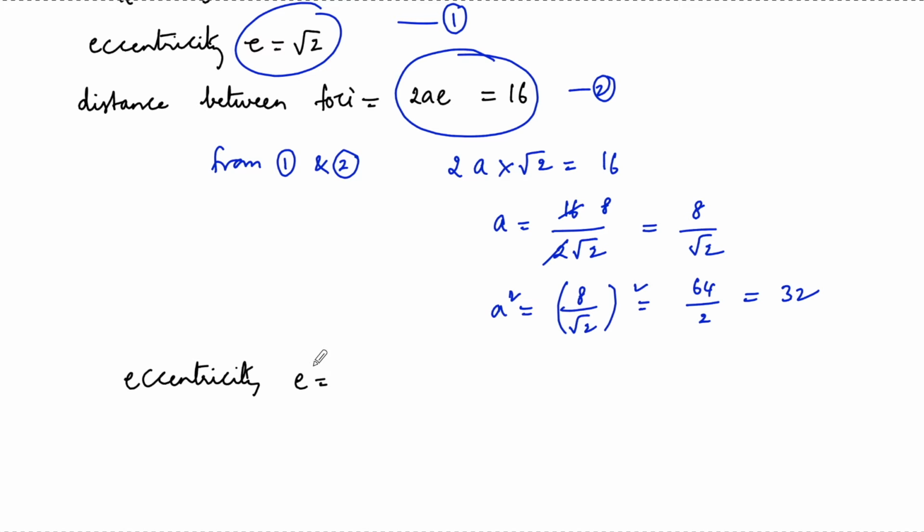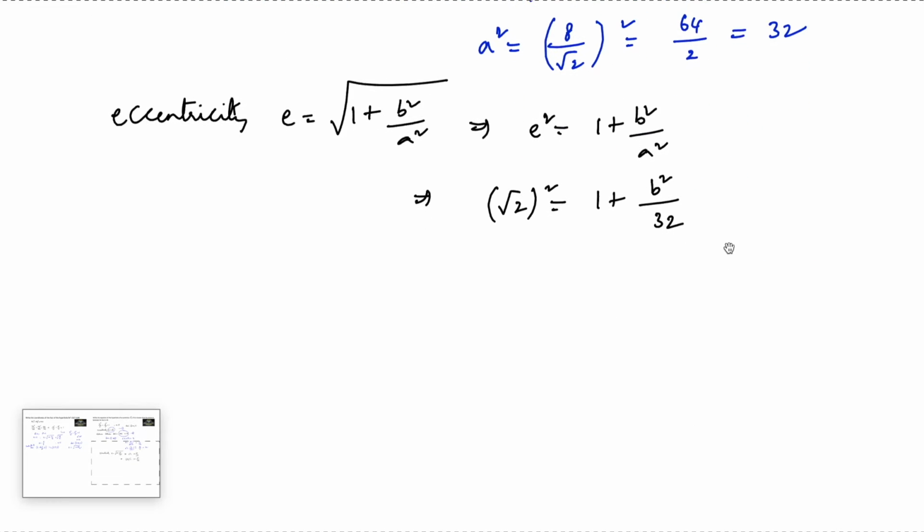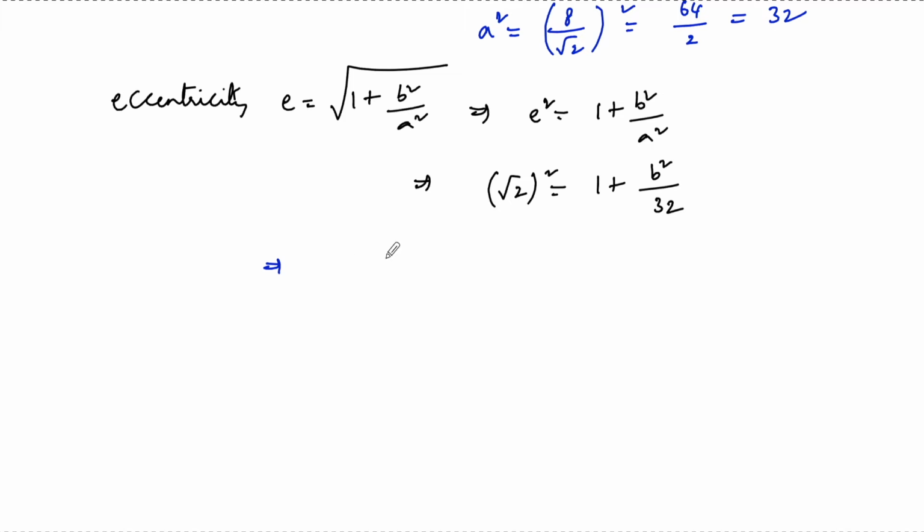e is equal to under root of 1 plus b square by a square, or we can write e square is equal to 1 plus b square by a square. Since e is equal to root 2, root 2 whole square is equal to 1 plus b square upon a square, which is 32. So upon simplifying, we get root 2 whole square is 2, and 2 minus 1 is equal to b square by 32, or we can write b square is equal to 2 minus 1, 1 into 32, is 32.